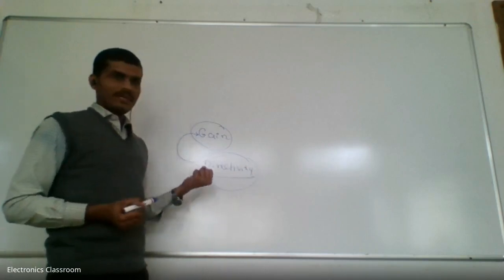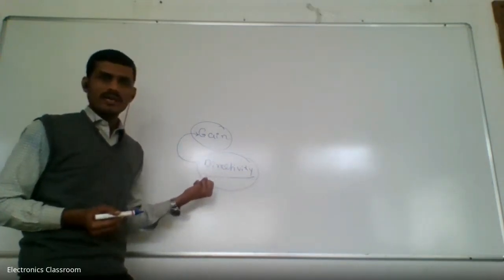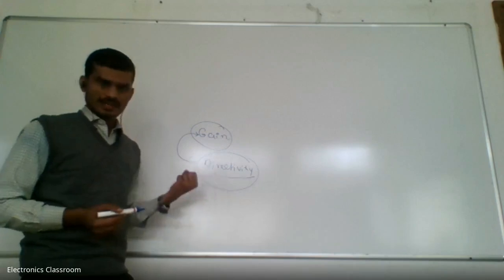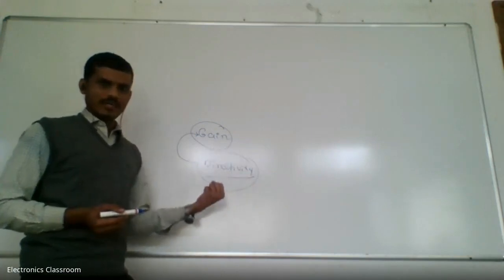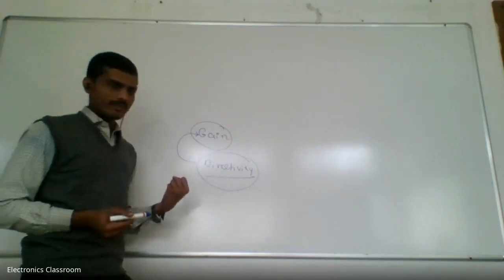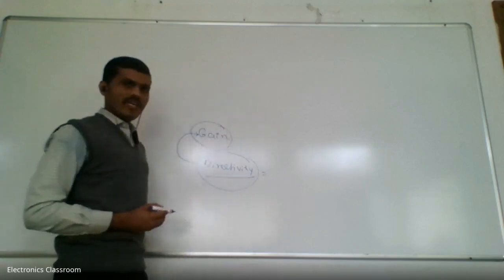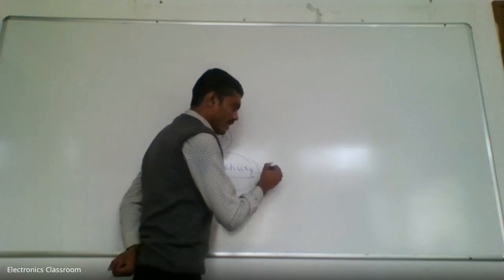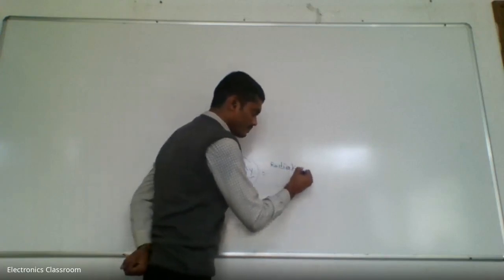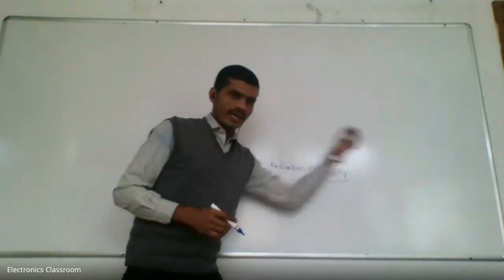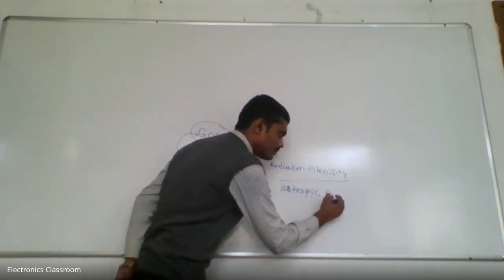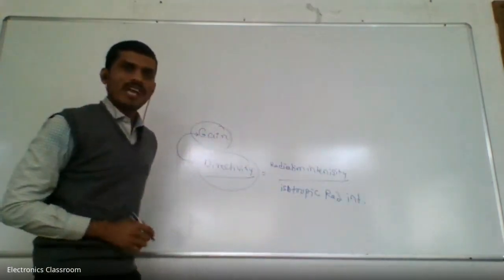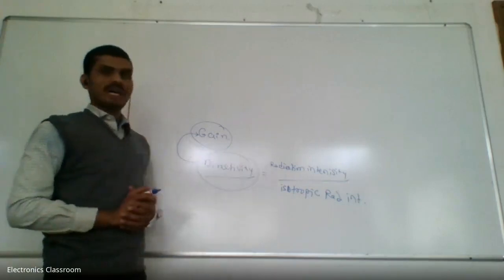Now, what is the directivity? Directivity is the ratio of the antenna radiation intensity in a particular direction to the isotropic radiation intensity, that is, the radiation intensity averaged over all directions, of that particular antenna. Is that clear? So this is the directivity of the antenna.